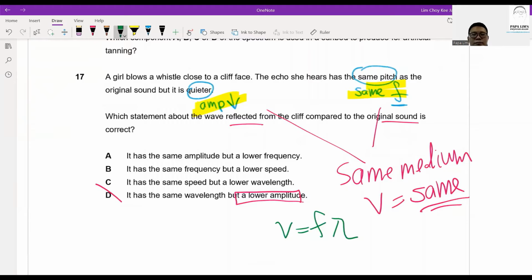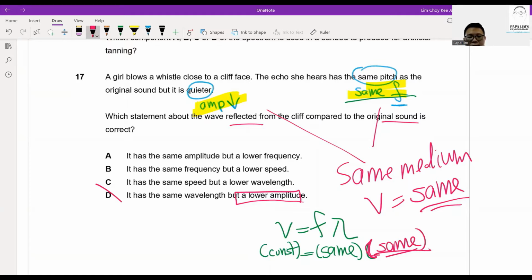So if the speed remains constant, and I know based on the question that the frequency remains the same, what will happen to the wavelength? Based on the formula, based on math, you'll know that the wavelength actually remains the same, which happens to coincide with the answer D.